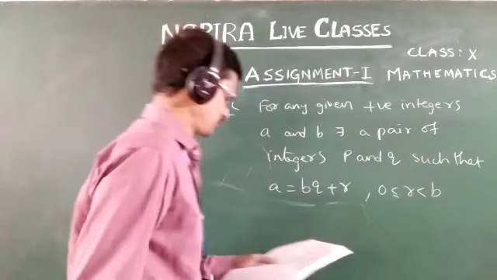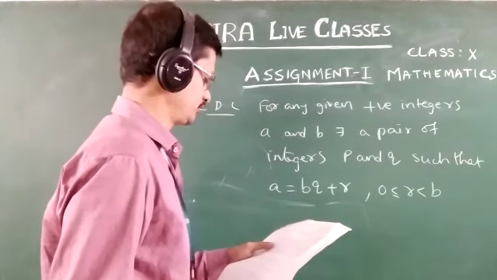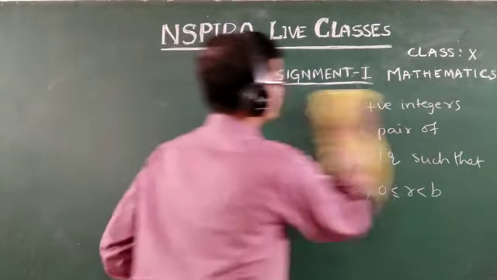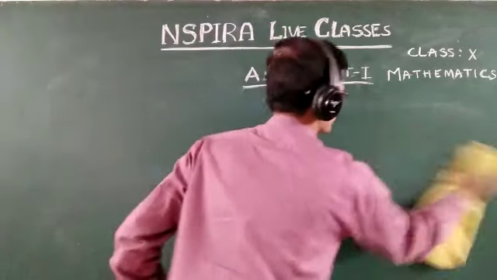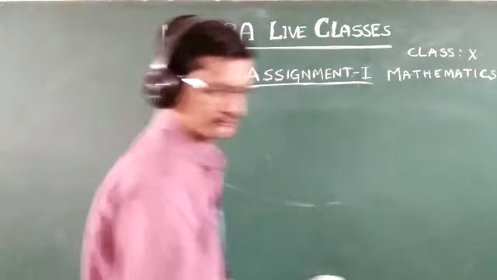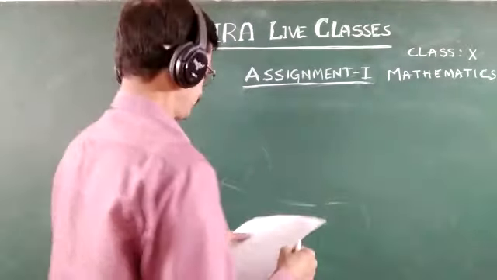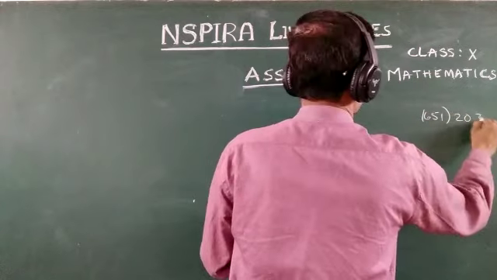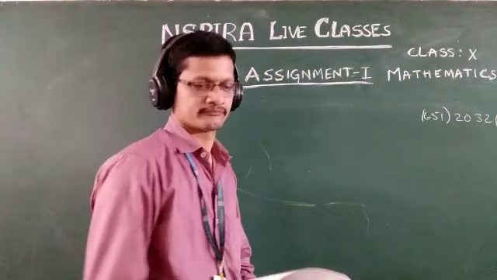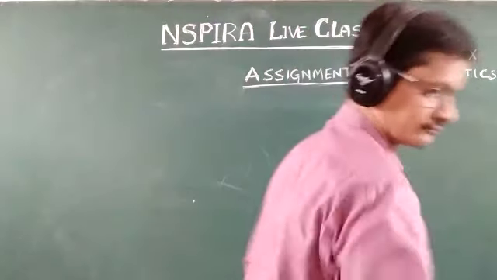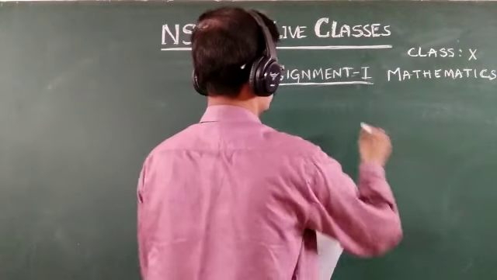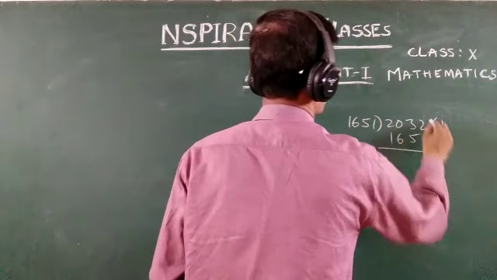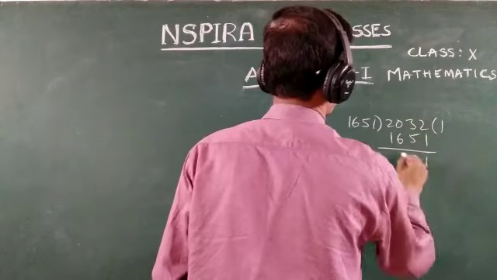Using this Euclid division lemma, we have to find out the HCF of 1651 and 2032. See, I already told you, it is better to find out the HCF first using the division method. 1651 and 2032. How many times? 1 times 1651, so this is 1 and this is 8 and this is 3.